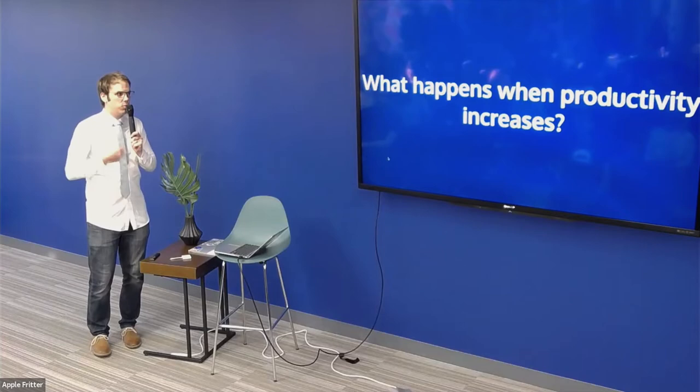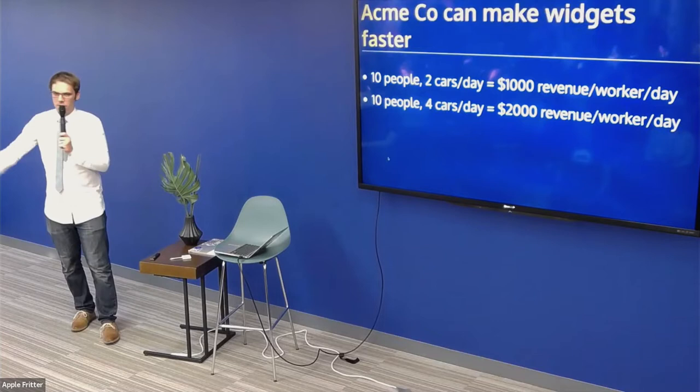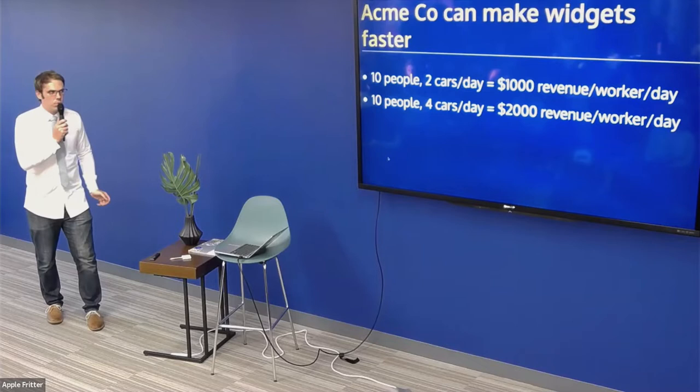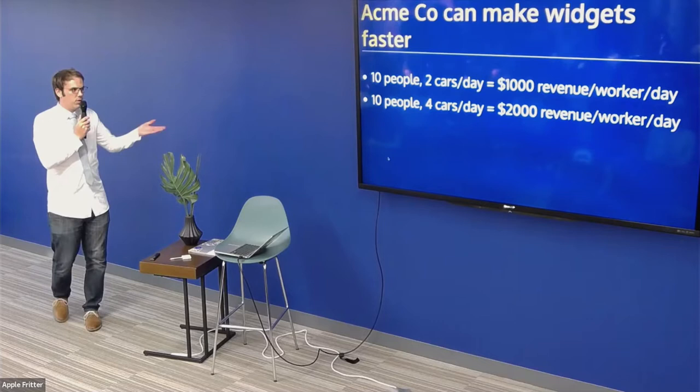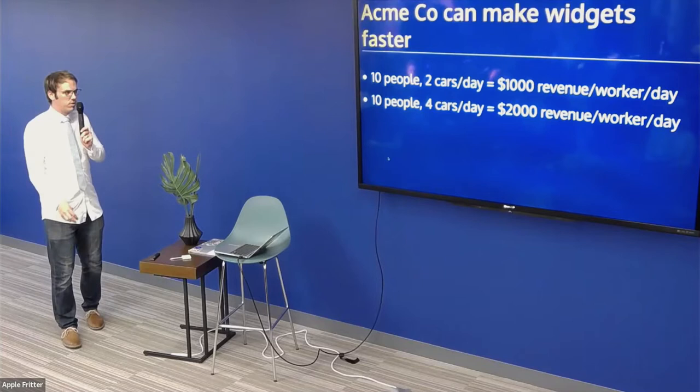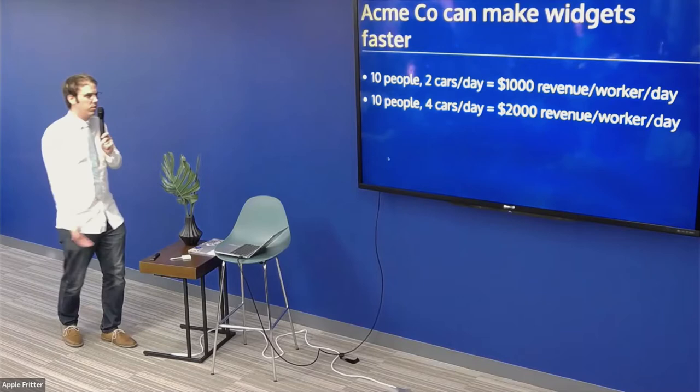So let's say, again, this is how we do economics, we make up a hypothetical example. Let's say we have 10 people and they can make 2 cars per day in this sample factory, and based on that, we can pay $1,000 per worker per day. This is a completely fabricated example. Now let's say we have some productivity improvement, like an assembly line. We teach people how to work better, or we implement better factory practices so people can make 4 cars per day. Now we can pay $2,000 per person per day.